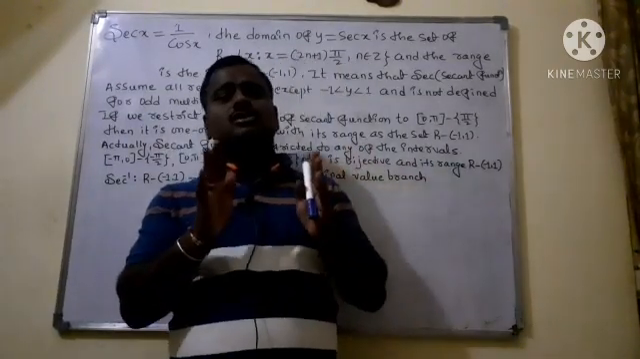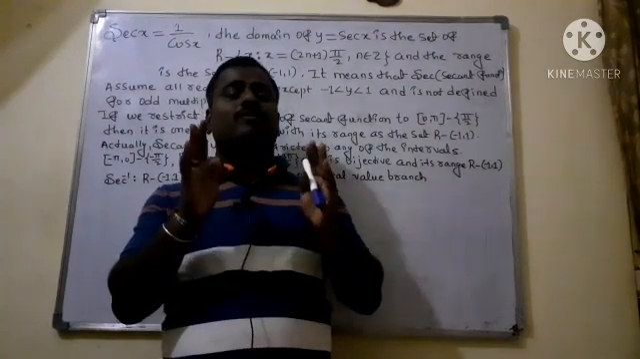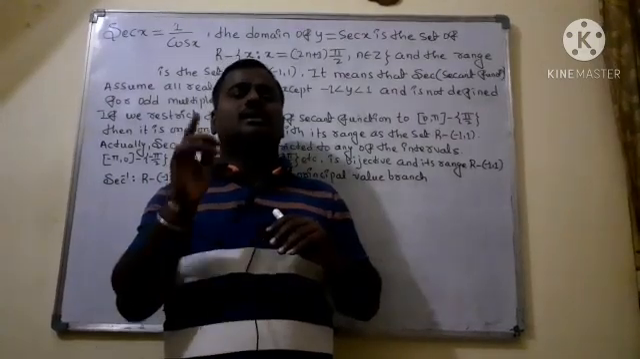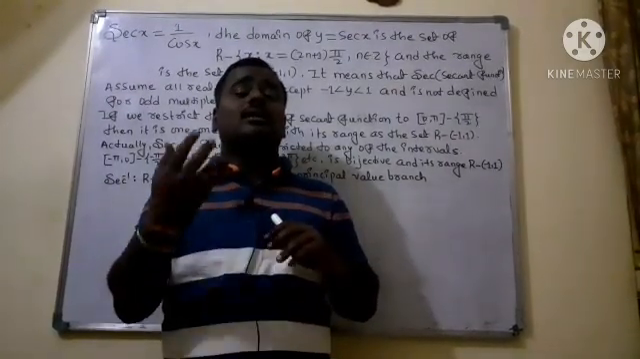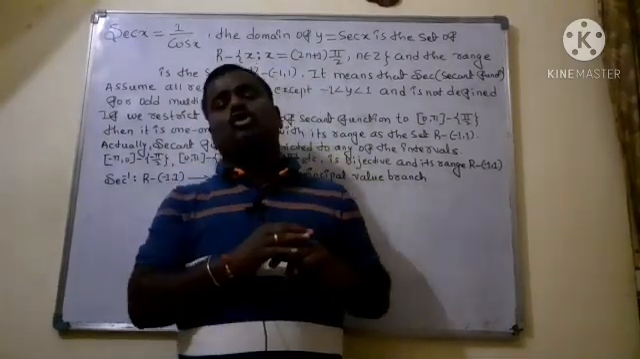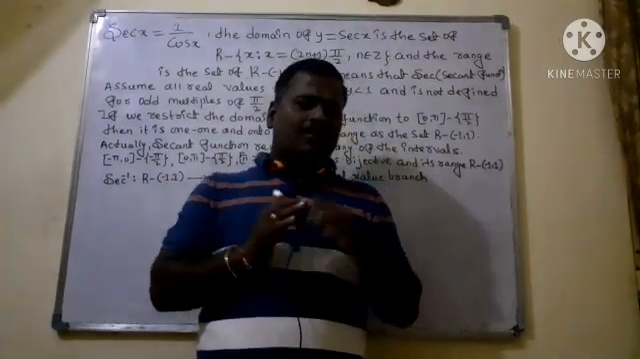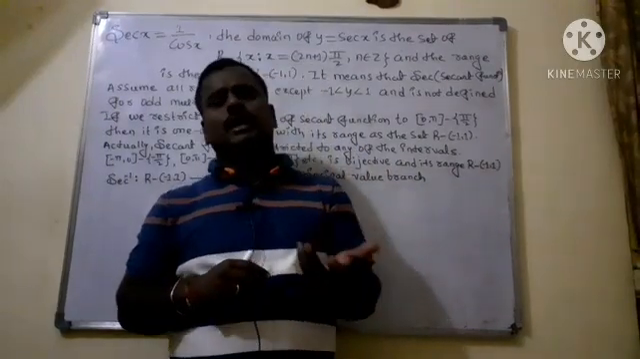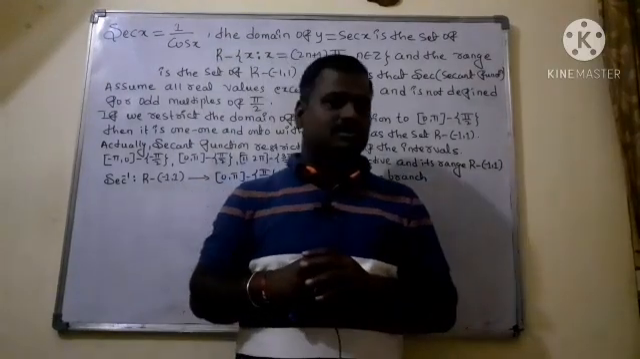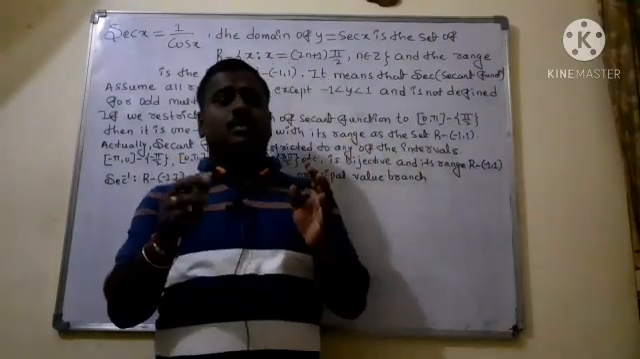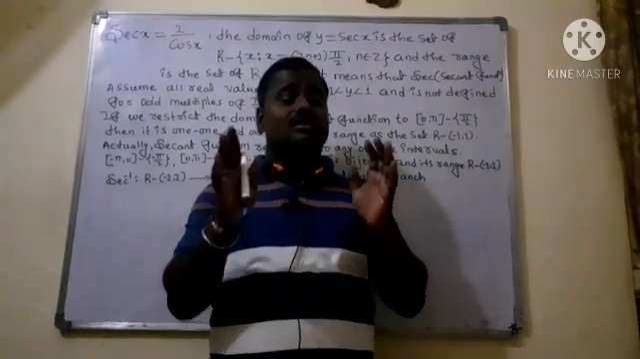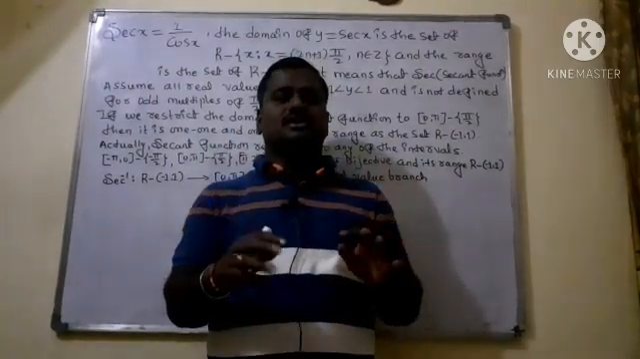So under this condition, the function is not one-one and onto, that is, not bijective. When it is not one-one and onto, obviously the inverse does not exist. So by this condition, minus 1 less than y less than 1 is excluded, and the restricted interval is there.